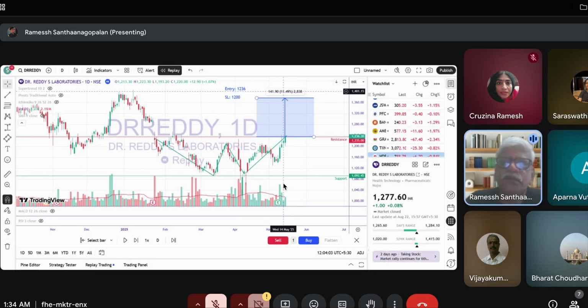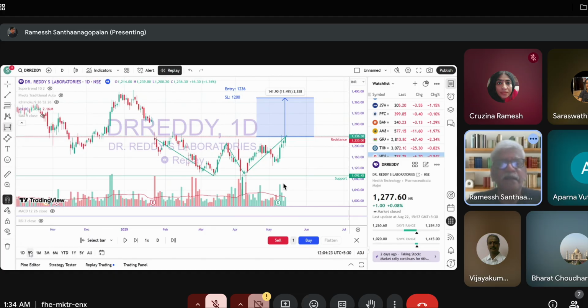Now, you know this, if the stock breaks out at 1236, it will move up to this level. So 141, 142 rupees it will go. So you can see that here if I keep the cursor, 1376 level it has to go. Now, in how many days can it happen?